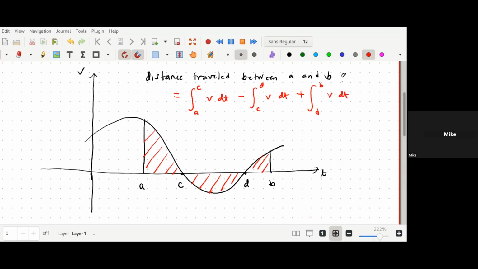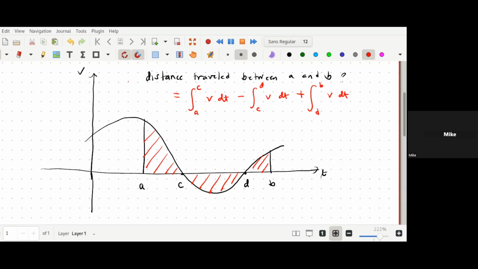Kaya okay rin na may graph ka ng V versus T, kasi makukuha mo rin from the graph, or may masusulat diretso kagad from the graph kung ano yung tamang signs. And you interpret the distance traveled as an area.